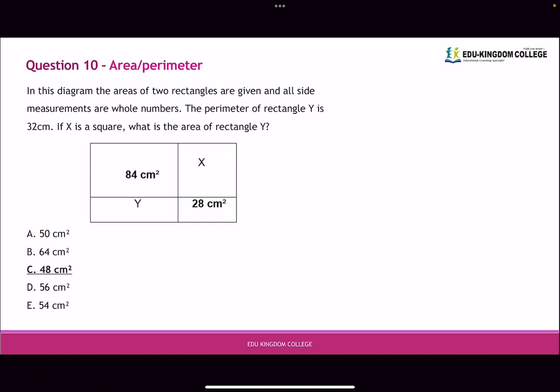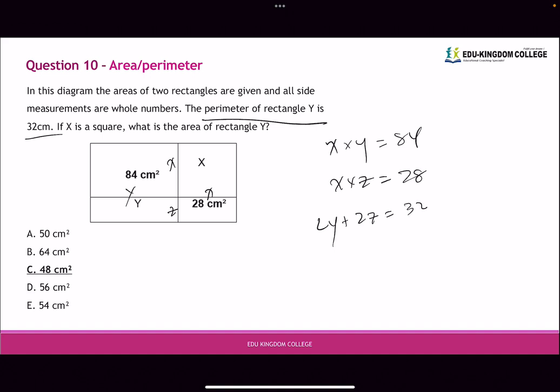Now, we are going to use simultaneous equations again in this question, because otherwise it's just trial and error. You can use trial and error and get it, but it's not such a great way of doing it. So x is a square, which must mean each side is the same. So we're going to call each side x. Y is a rectangle, so I'm going to call the longer side y and the shorter side z. Now, we know x times y equals 84. We know that x times z is equal to 28, and we know the perimeter of rectangle y is 32. So 2y plus 2z equals 32, which must mean that y plus z equals 16.